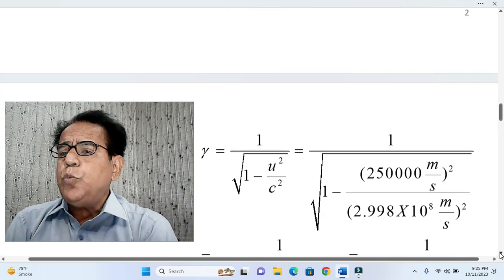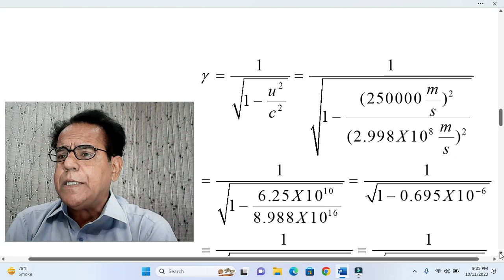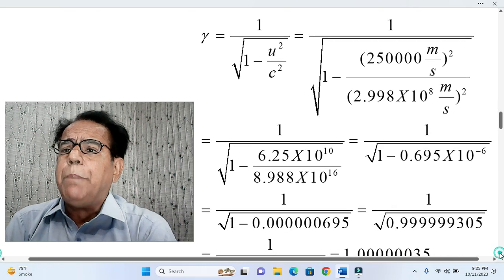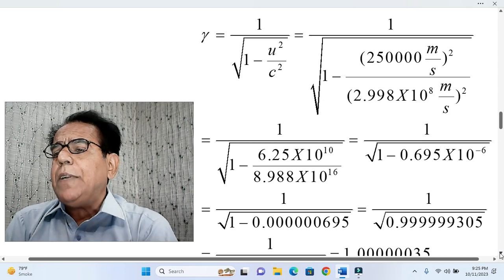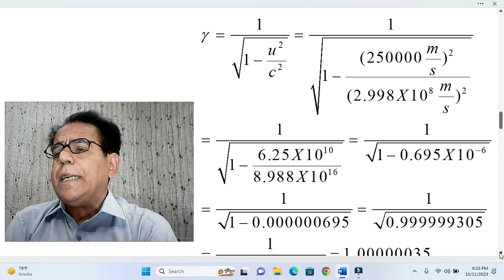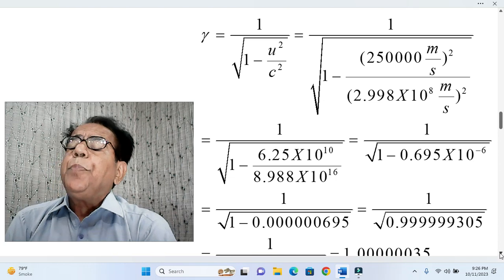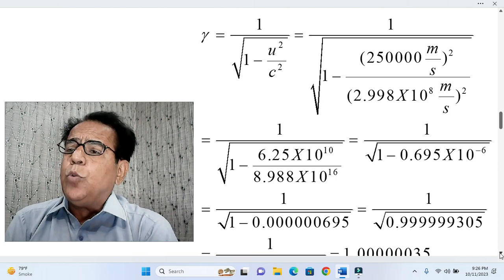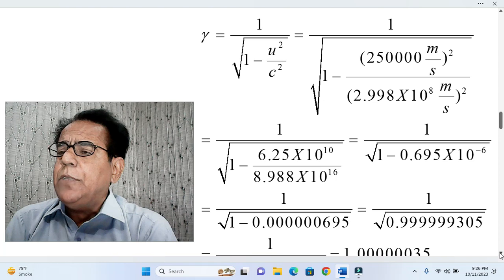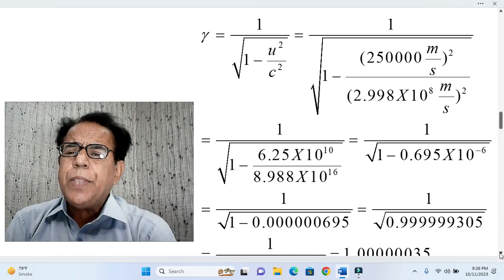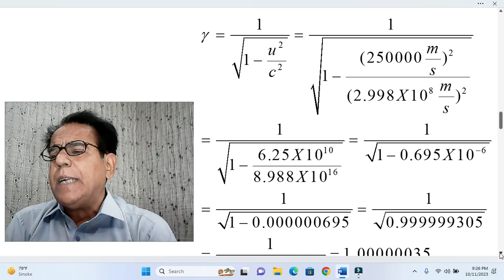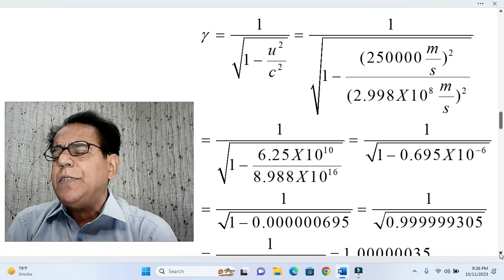Now we come to its solution in a regular manner. First we find Lorentz factor gamma. Gamma is equal to 1 over the square root of 1 minus u square over c square. u is given as 250 kilometer per second. We have converted kilometer into meter, so it is 25 with 4 zeros meter per second, divided by, we know that speed of light is 2.998 times 10 raised to the power 8 meter per second. Sometimes we take it as 3.0 times 10 raised to the power 8 meter per second.